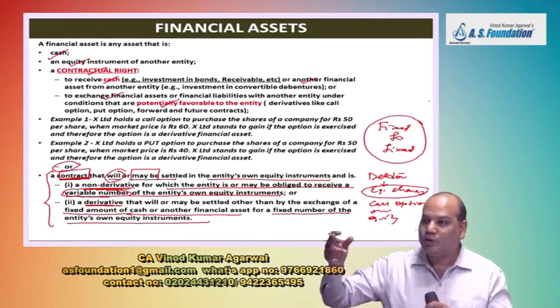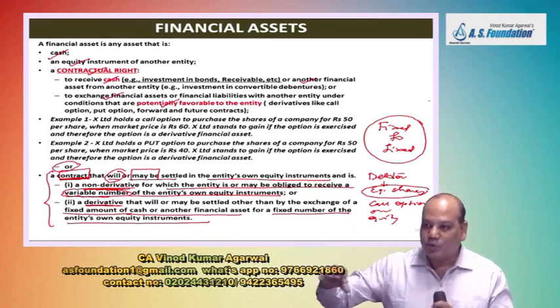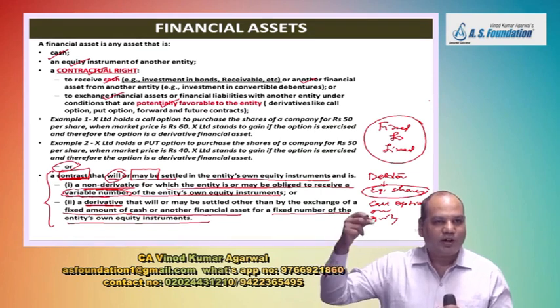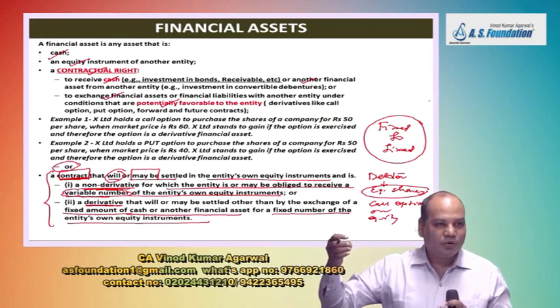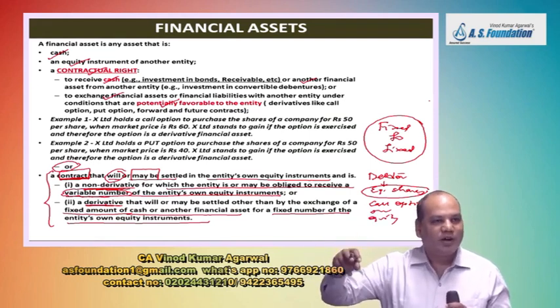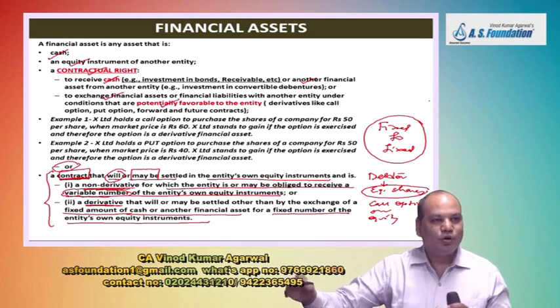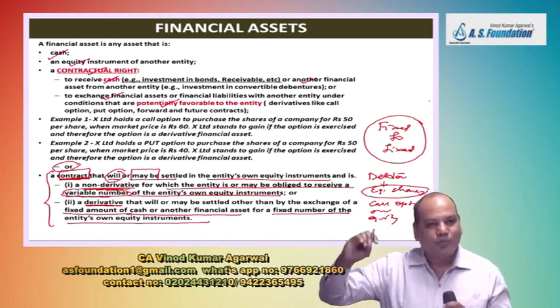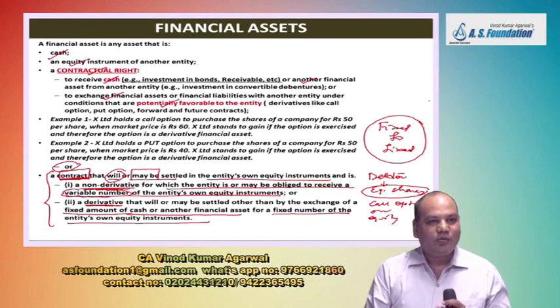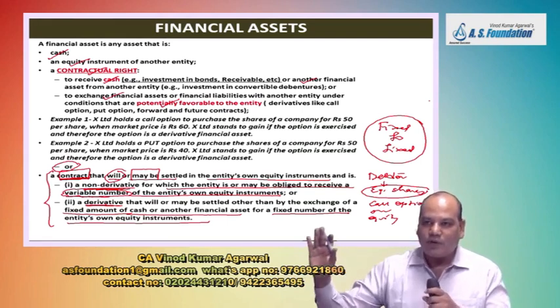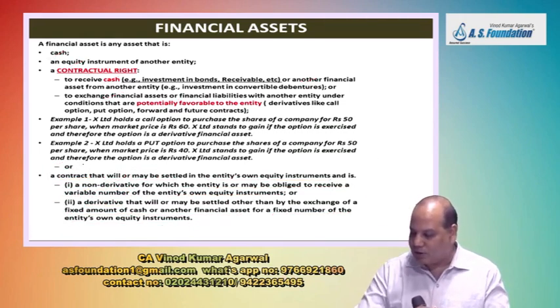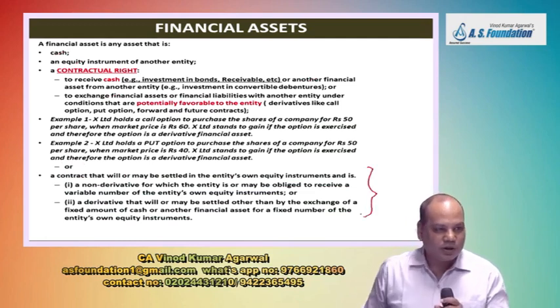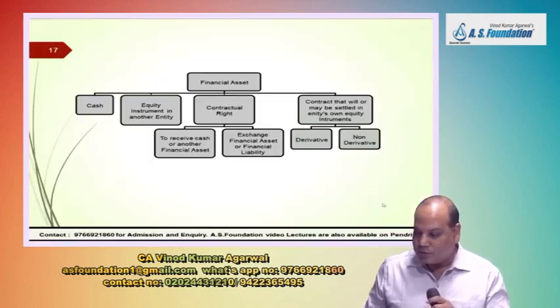But if any of the two components is variable, or both are variable, meaning either the cash to be paid is fixed and the number of shares to be received is variable, or the cash to be paid is variable and the number of shares to be received is fixed, or cash and number of shares both are variable, then it will be either a financial asset or a financial liability. This is a part of the definition, but practically you will not come across such contracts in day-to-day life. Still, it is a part of our discussion.